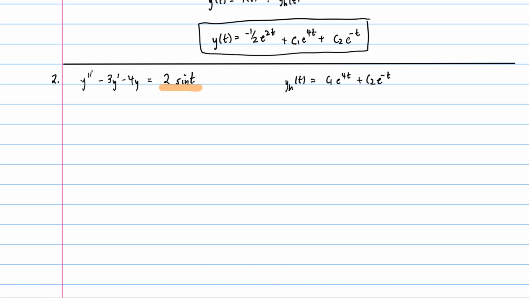And then finally over here, y double prime is going to be another sine. It's going to be minus sine. So the guess when we have a trig function here is going to be the following.